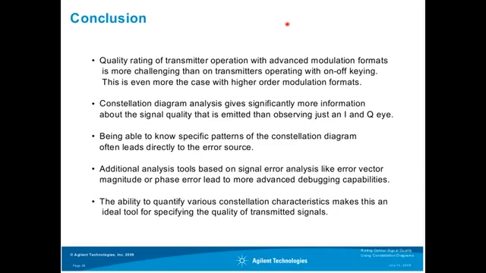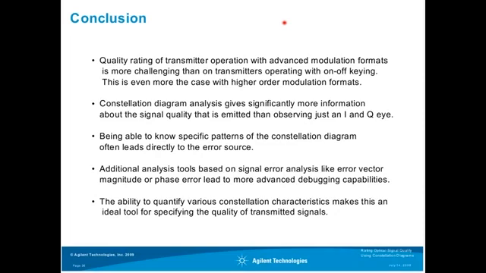Additional analysis tools based on signal error analysis, like error vector magnitude or phase error, lead to more advanced debugging capabilities. We have seen this in the example of the error vector magnitude. This showed us more details about the signal, and looking at the phase error can also give us an indication of how well our transmitter laser is working, for example, and how well we can get a transmission, which leads in the end to a low bit error ratio.